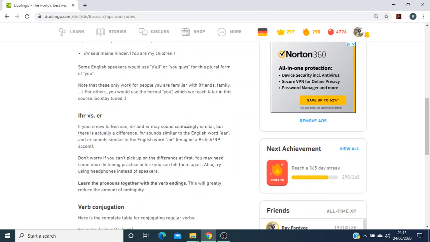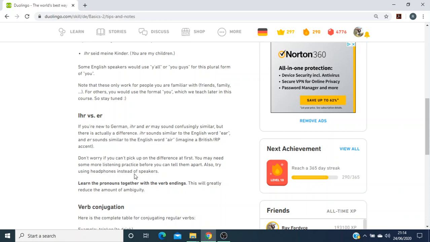So ihr versus er. If you're new to German, ihr and er may sound confusingly similar, but there's actually a difference. Ihr sounds similar to the English word ear, and er sounds similar to the English word air. If you're imagining British received pronunciation accents, so ear and air. I'd say it sounds more, maybe I'm just saying this because I'm Scottish, but ear sounds like ear in Scottish, and air sounds like air, but with a maybe slightly less pronounced R. Anyway, don't worry if you can't pick up on the difference at first. You may need some more listening practice before you can tell them apart.